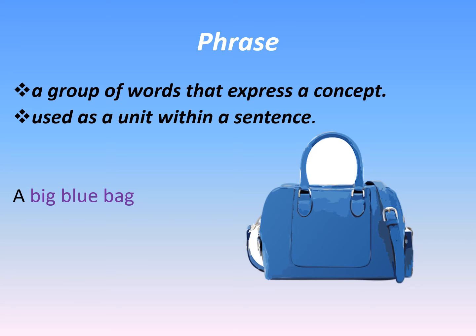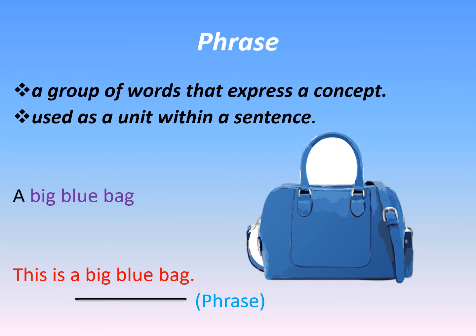We can use this phrase as a unit within a sentence. Shall we? This is a big blue bag. This is a sentence. This sentence is giving complete meaning. In this sentence, a big blue bag is a phrase. So it is used as a single unit within a sentence.